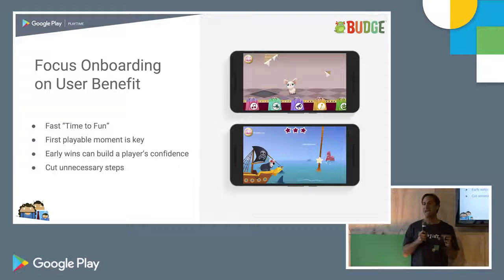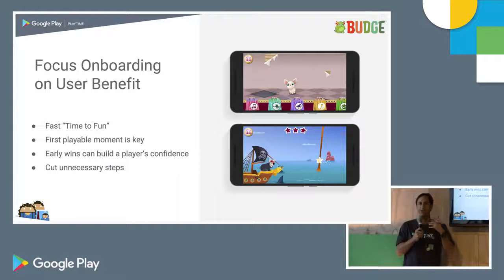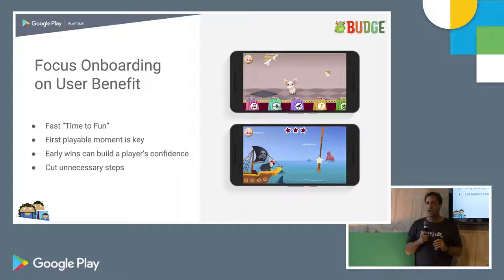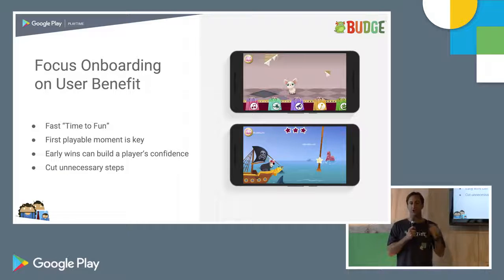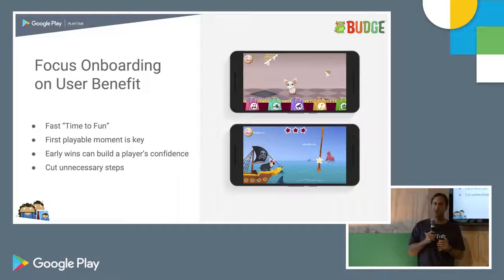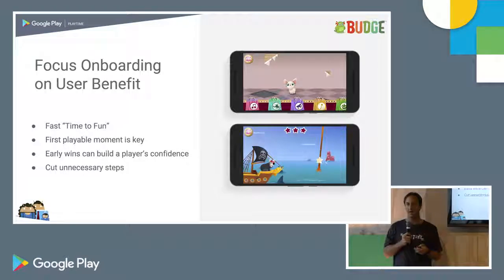One is fast time to fun. Really, how do you get someone into the app quickly? How do you get them having fun right away? The first playable moment is really critical here, and early wins to build a user's confidence is key. We'll touch about this later as well. So be sure to cut the unnecessary steps to your process, and for effective onboarding, you also need to check for drop-offs.